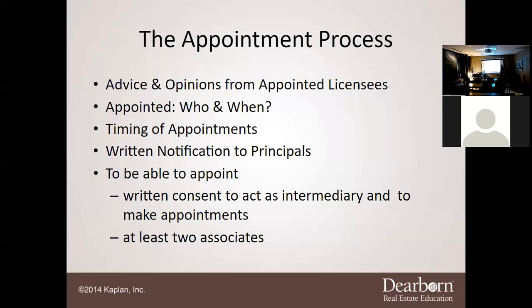Both of you will continue to be appointed to this person unless I deem otherwise, and it will continue until closing. Okay? So I have just appointed who and when, how long it's going to be, with written notification. Y'all would have to have everything signed before we left, and to be appointed, there has to be written consent to act as an intermediary, and the appointments have to be made. That's why there have to be 2 associates. That's the agents. Okay? I can never do this as a broker.